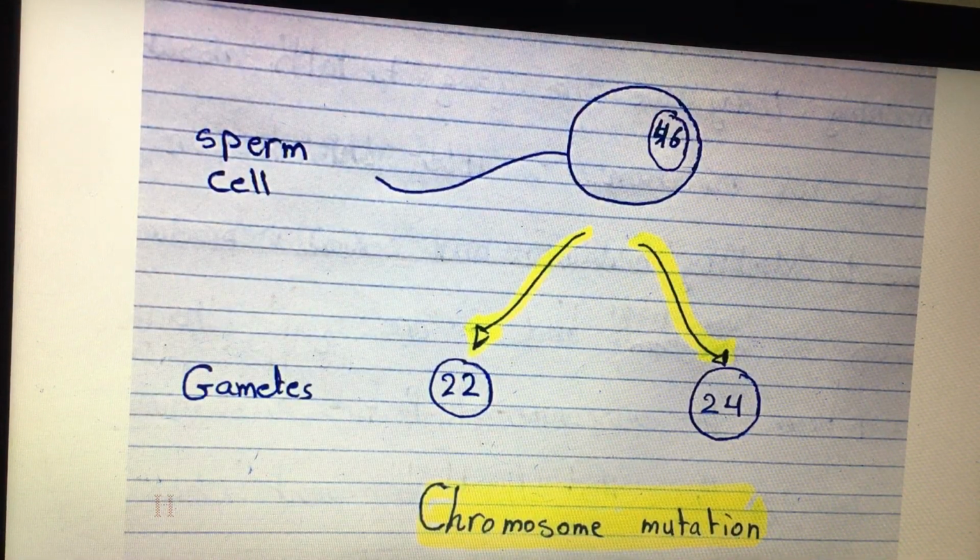So for example, here we have a sperm cell. This sperm cell has 46 chromosomes inside its nucleus. Now, through division, this cell will produce two gametes. The normal gametes should have 23 chromosomes each. Now here, in a chromosome mutation, we have uneven distribution of chromosomes. So the first gamete will have 22 chromosomes, and the second gamete has 24 chromosomes. So here we have uneven distribution of chromosomes, which causes mutation. So the first type of mutation is chromosome mutation, which gives two gametes with uneven distribution of chromosomes.